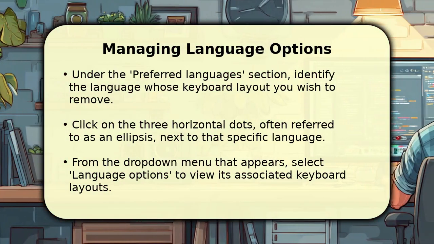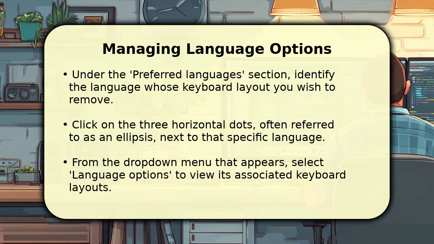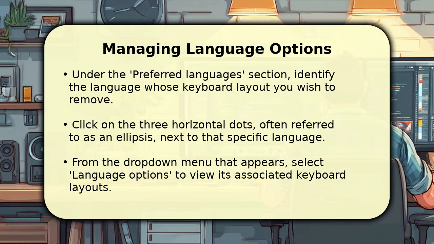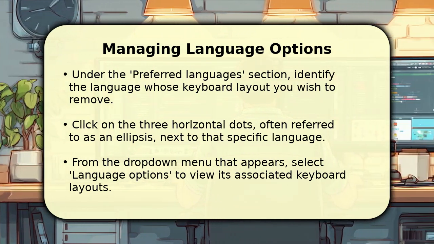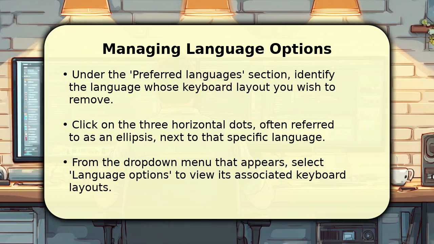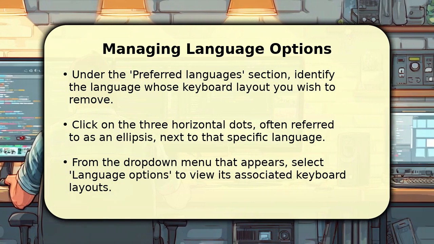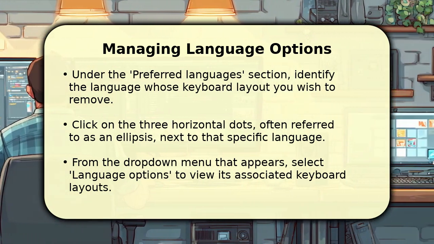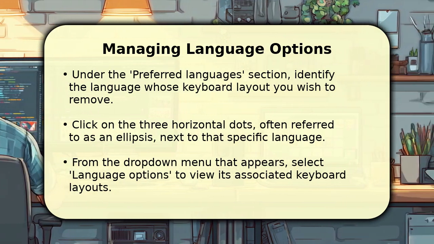In the Preferred Languages section, find the specific language entry that contains the keyboard layout you want to remove. To reveal more options, click on the 3 horizontal dots positioned right next to that language entry. A small drop-down menu will then appear. From this menu, choose Language Options to dive deeper into the settings for that particular language. This is where you can see all the keyboard layouts currently linked to it.